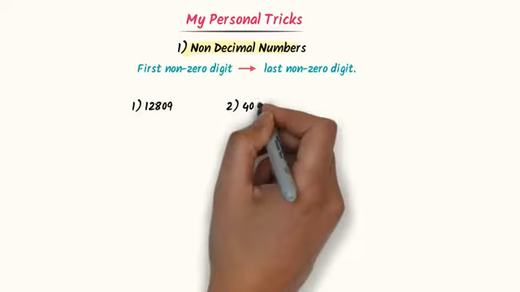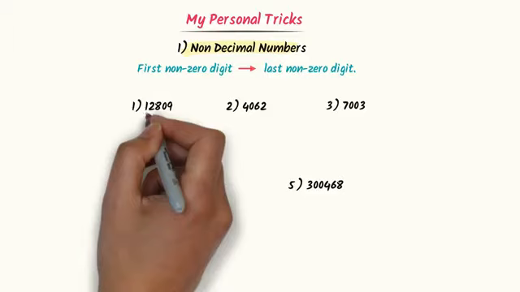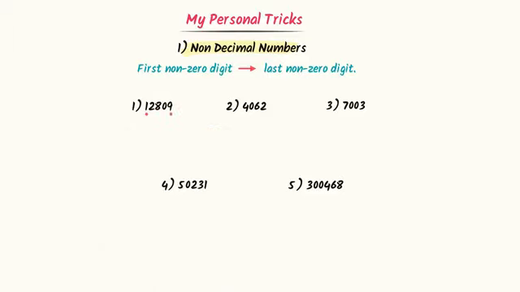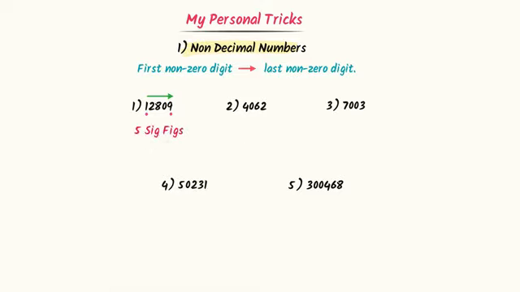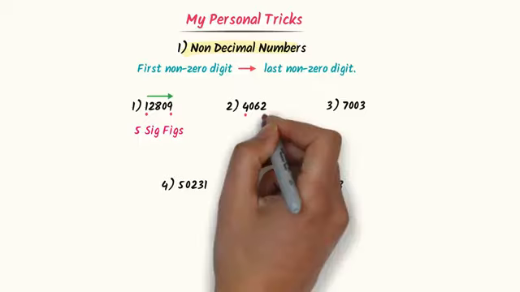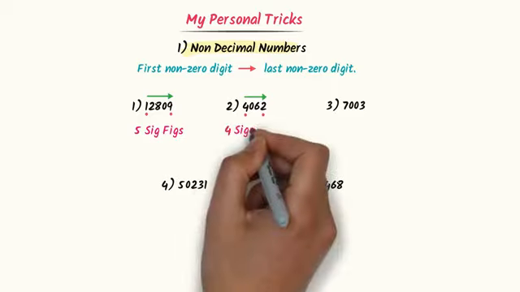For example, consider these numbers. Now in the number 12809, the first non-zero digit is 1 and the last non-zero digit is 9. I count all the digits between them. There are total 5 digits, so this number has 5 significant figures. Another example is 4062. The first non-zero digit is 4 and the last non-zero digit is 2. I count all the digits between them. There are total 4 digits, so this number has 4 significant figures.